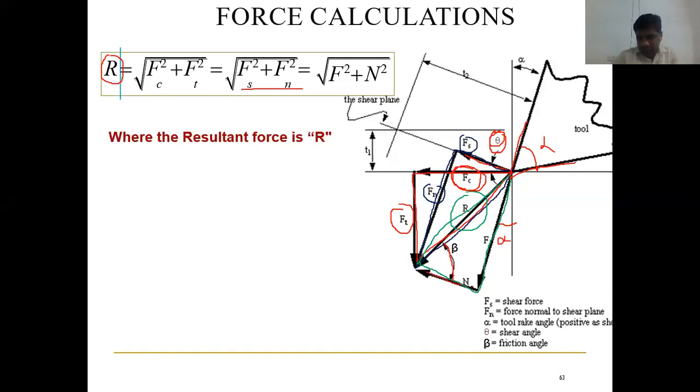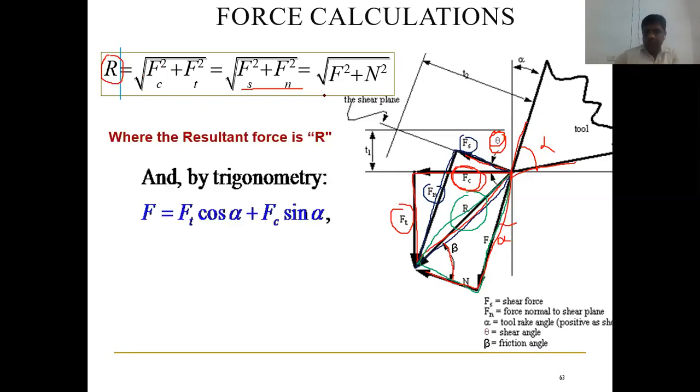Similarly, if you take this triangle, nothing but the friction triangle, right? This is the frictional force and this is the normal reaction. R is the same. So here you can calculate R as F square plus N square under root. So whatever the different forces are, if you square them and take the root, it gives the same value. So from these relations and these angles, we can find any force, right?